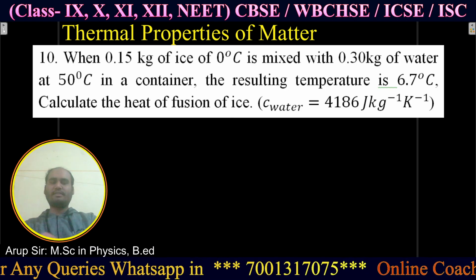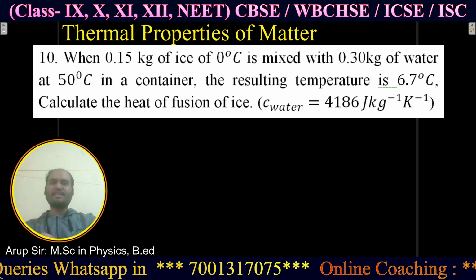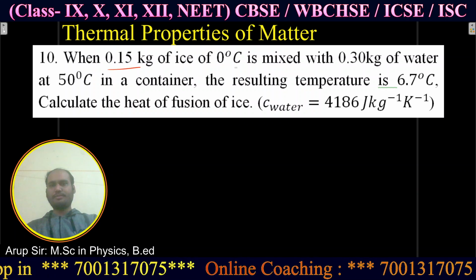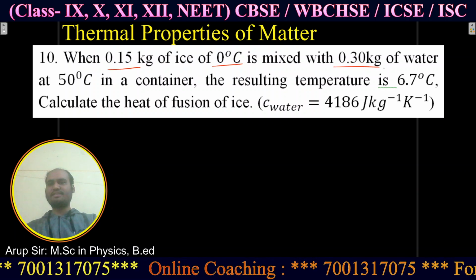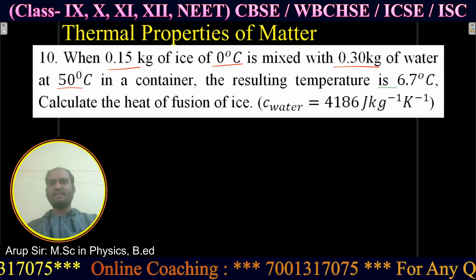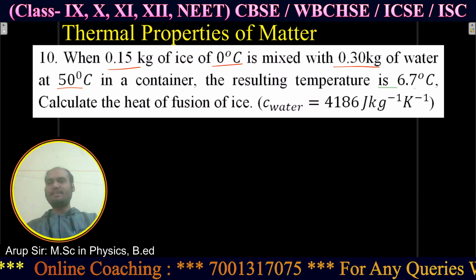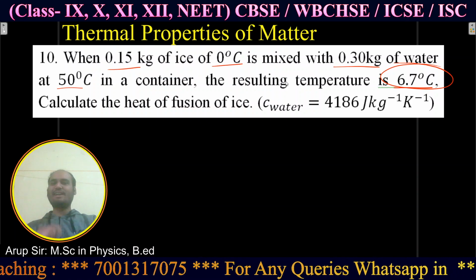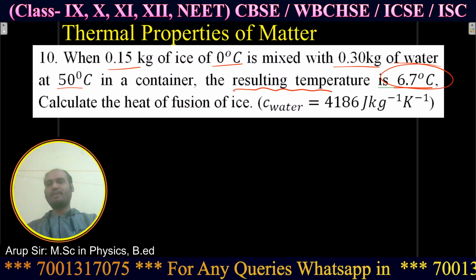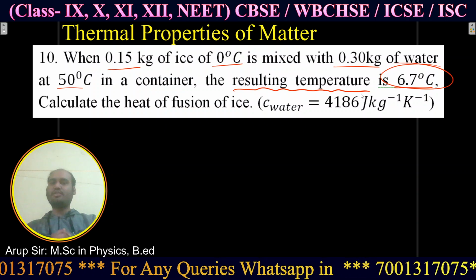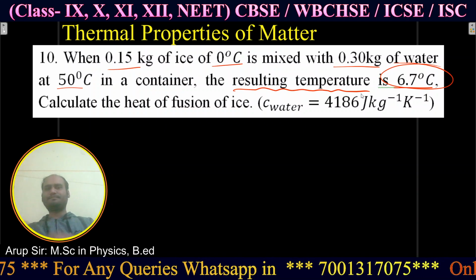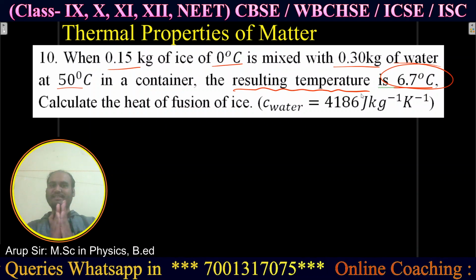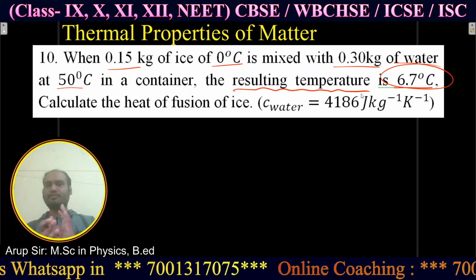Okay, so this question is saying that when 0.15 kg of ice at 0 degree centigrade is mixed with this much kg of water at 50 degree centigrade in the container, the resulting temperature is this much. So this is one of the most important parts of the question, that the resulting temperature is this much. Why is this portion very important? Because we need to see whether it is going from ice to water, or from water to ice. We have to focus on that part.